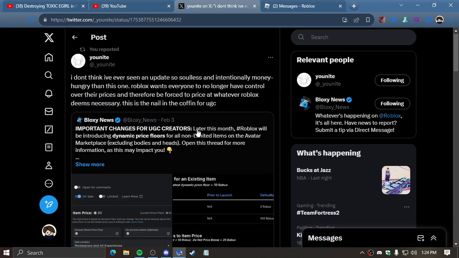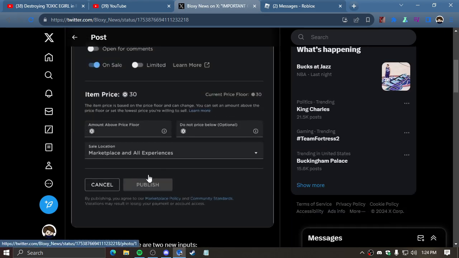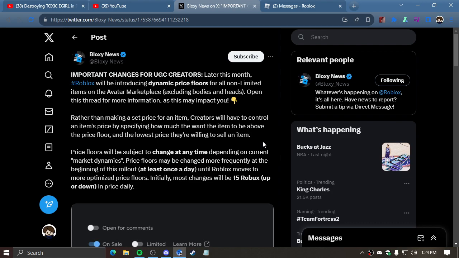I don't know what Roblox is thinking. I hope they don't go through with this. I really hope whoever came up with this idea gets fired and loses their job. That's actually kind of mean, but they deserve it because this is just a greedy update. I bet they won't lose their job, because this is making Roblox more money, and if anything, they're going to get a promotion.